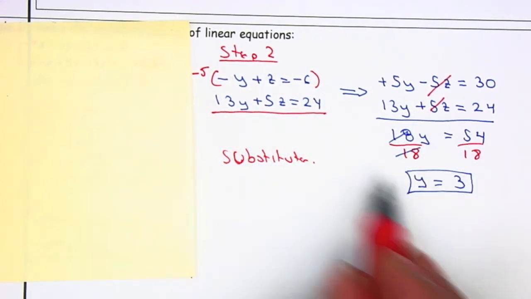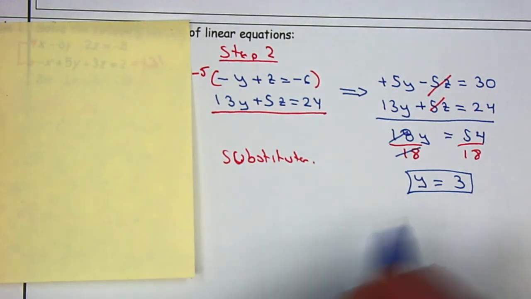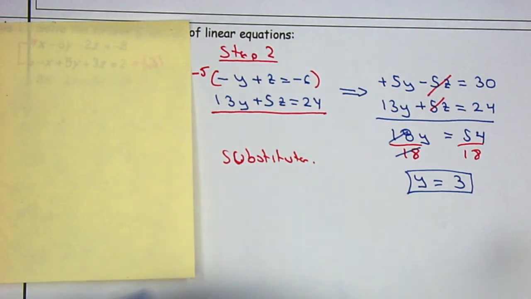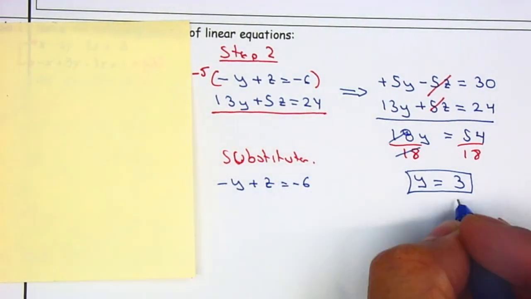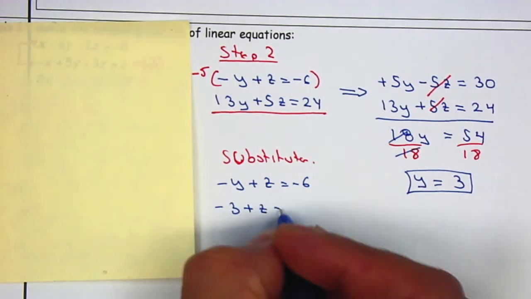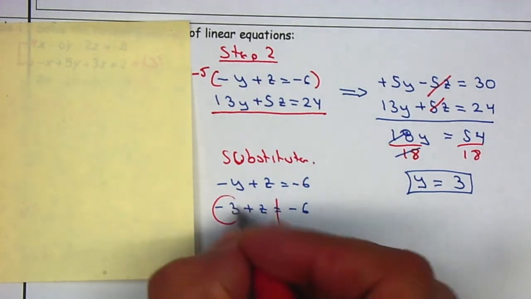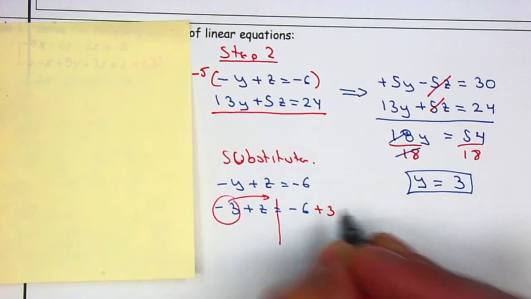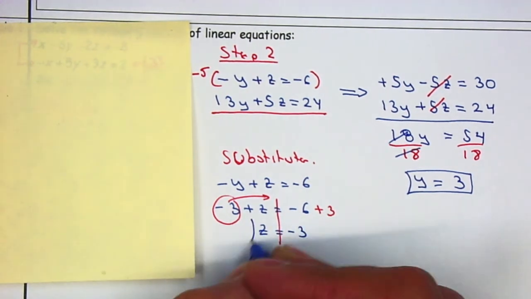And I want to substitute into either one of those two equations. So I usually substitute into the one that has smaller numbers. So the first one, so it'd be negative y plus z is equal to negative 6. But instead of the y it will be a 3. So it'd be negative 3 plus z is equal to negative 6. I'm going to solve for z. So I'm just going to move the 3 to the right. It becomes a positive 3. So that gives me z is equal to negative 3.